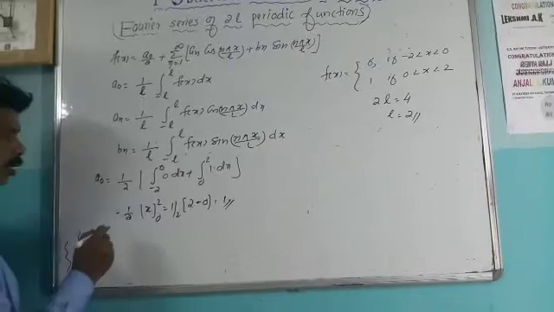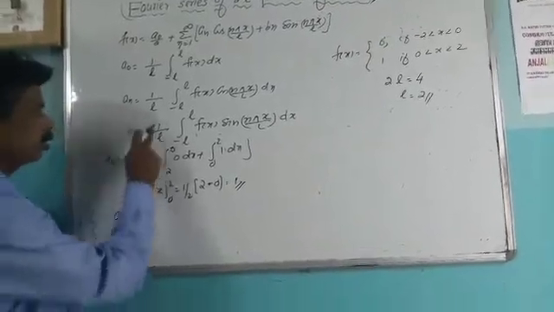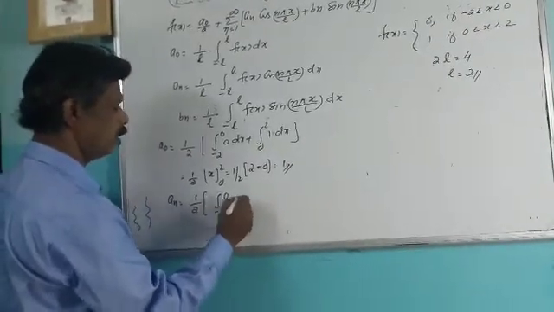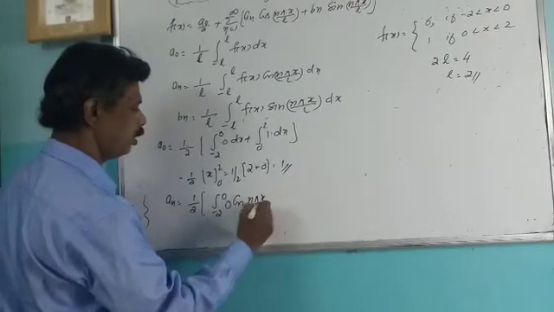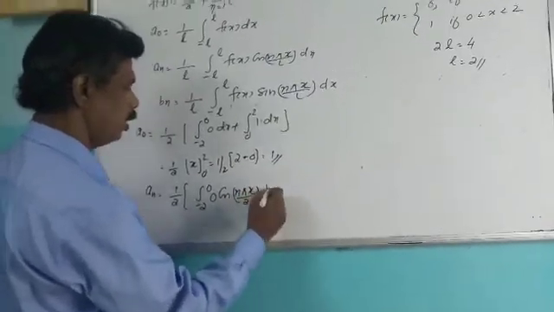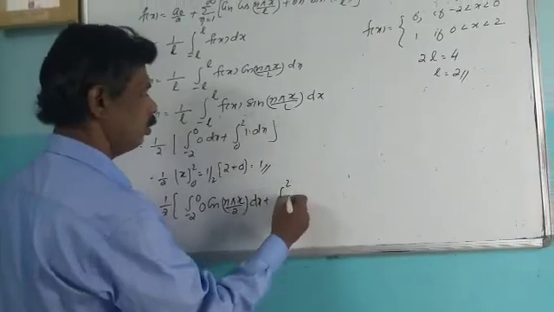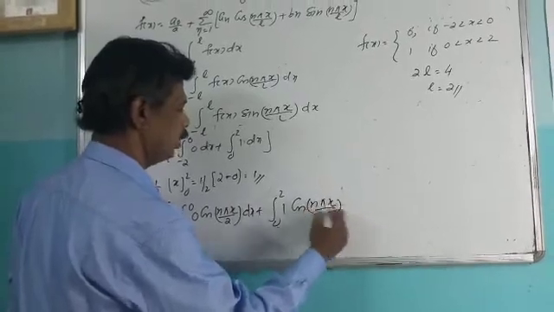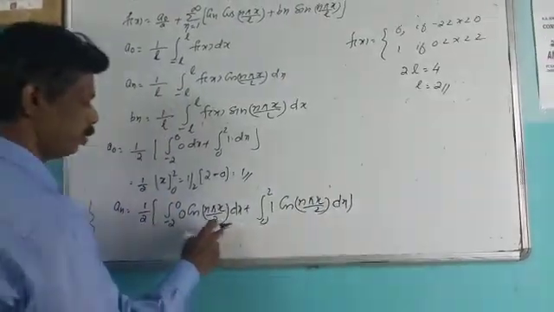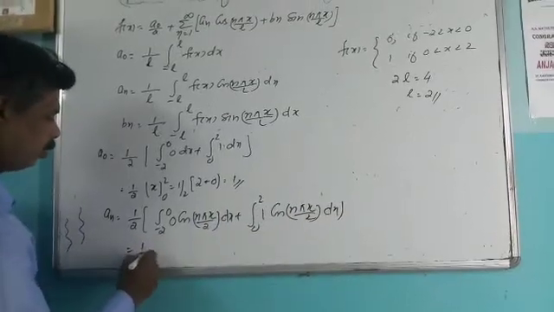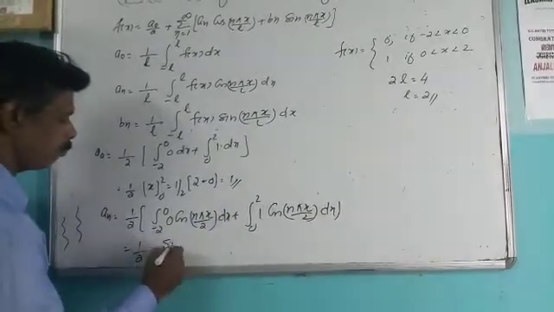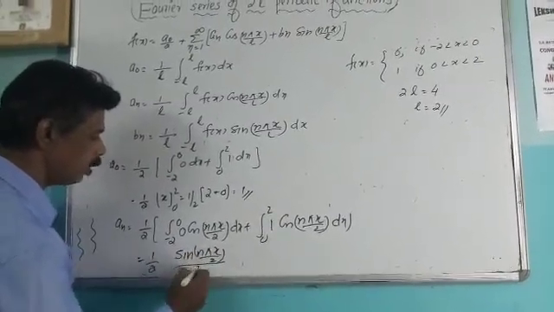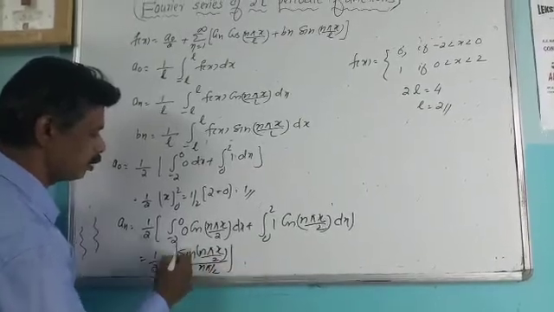Okay. Now the second point, an is equal to, here also 1 by L, 1 by 2, integral minus 2 to 0 of 0 times cos n pi x by L, L means 2, dx. And again integral 0 to 2, f of x is 1, cos n pi x by 2 dx. Okay, that means the first part is 0, so we can delete it and take 1 by 2 into the integral of cos n pi x, that is sin n pi x divided by 2, whole divided by n pi by 2, limit 0 to 2.